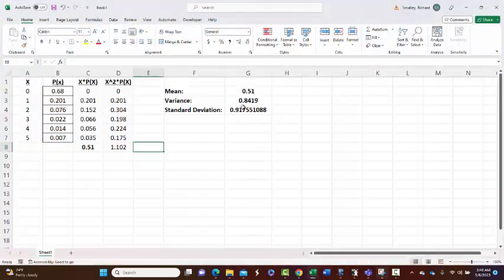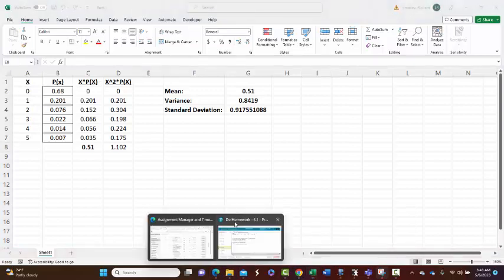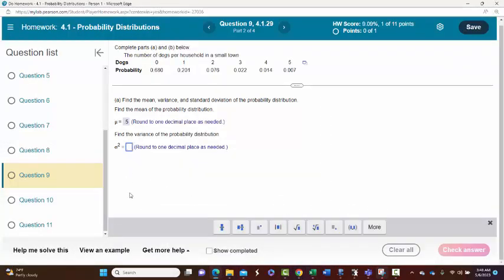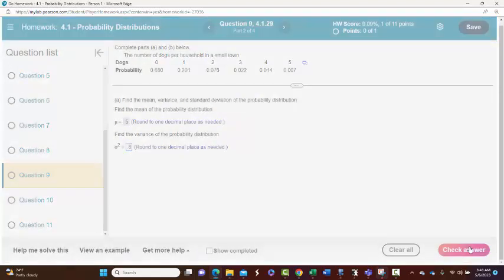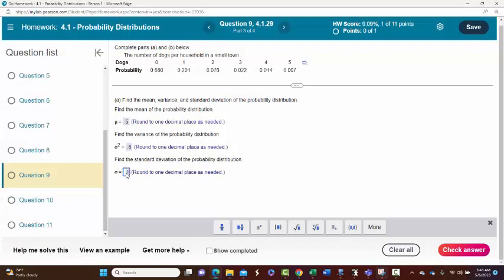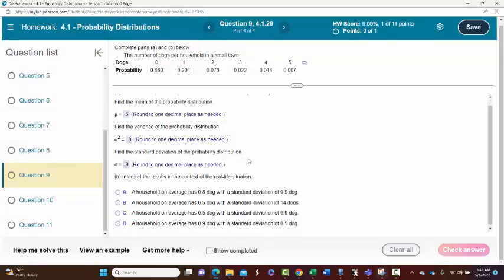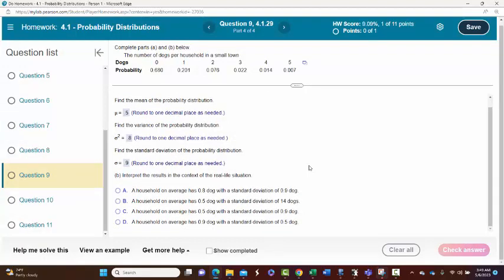So the variance will be 0.8, standard deviation will be 0.9. All right, there we go. So we're answering, but it's a different answer this time than it was before. 0.5 with a standard deviation of 0.9 dog.